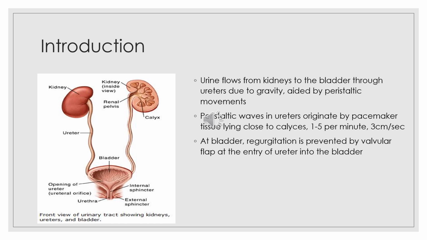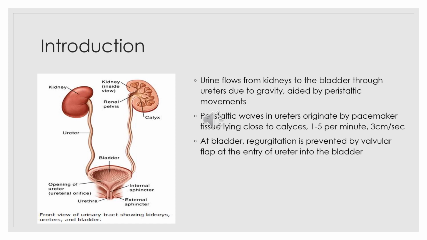Urine is formed continuously by the nephrons and it flows down into the bladder drop by drop through the ureters due to gravity supported by peristaltic movements. When urine is collected in the renal pelvis, the contraction sets up there and it is transmitted through the rest of the ureter as peristaltic waves. So these peristaltic waves originate by the pacemaker tissue at the renal calyx at a rate of about 1 to 5 per minute, and it travels at a velocity of about 3 centimeters per second. It reaches up to the trigone of urinary bladder.